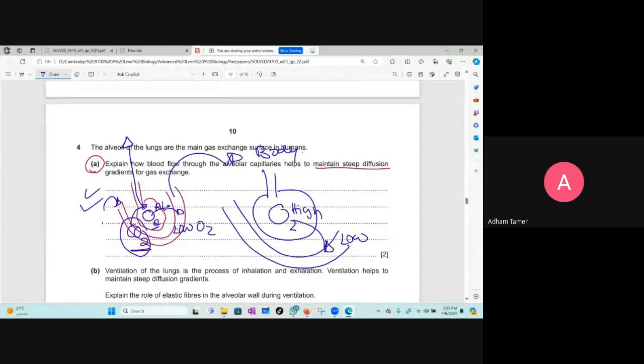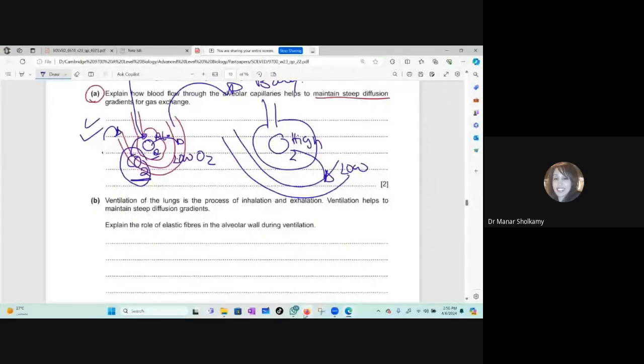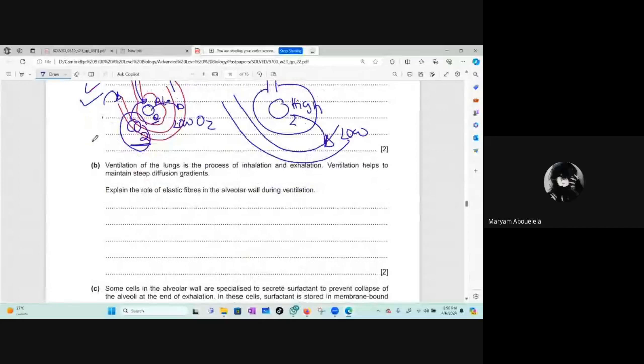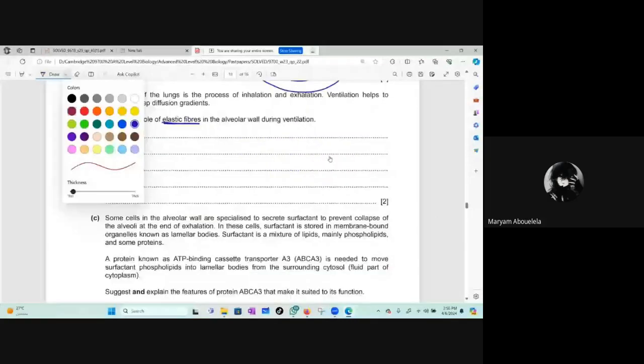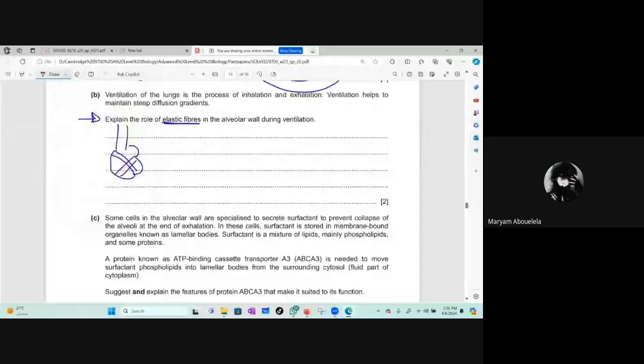Okay? Mariam, are you there? Yes, doctor. Okay. Explain the role of the elastic fibers in the alveolar wall during ventilation. Direct question. How do the elastic fibers help in ventilation? Elastic fibers allow the contraction, or, okay, they allow the expanding and stretching.